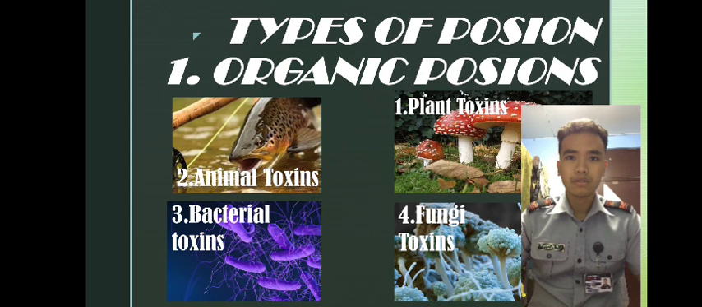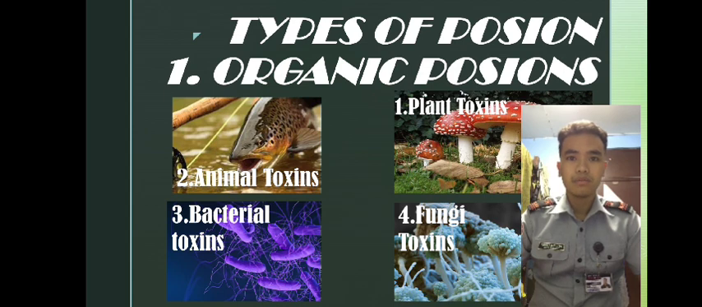Many plants produce toxins as a defense mechanism against predators. Examples include the toxin ricin from castor beans and cyanogenic glycosides from cassava and other plants. Second, animal toxins. Venomous animals like snakes, spiders, and scorpions produce toxins that can be poisonous to humans. Marine animals like jellyfish, cone snails, and blue-ringed octopuses can produce toxic substances.